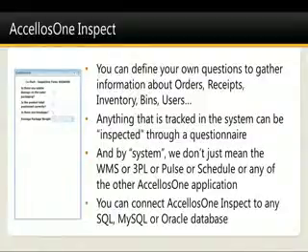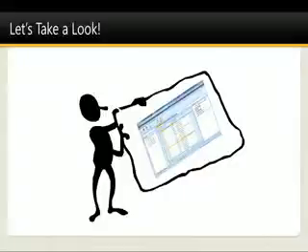You can define your own questions to gather information about orders, receipts, inventory, bins, users. Virtually anything that's tracked in the system can be inspected through a questionnaire. And by system, we don't just mean AccellosOne Warehouse or Pulse or Schedule or any of the other Accellos applications. You can connect AccellosOne Inspect to any SQL, MySQL, or Oracle database. Let's take a look.